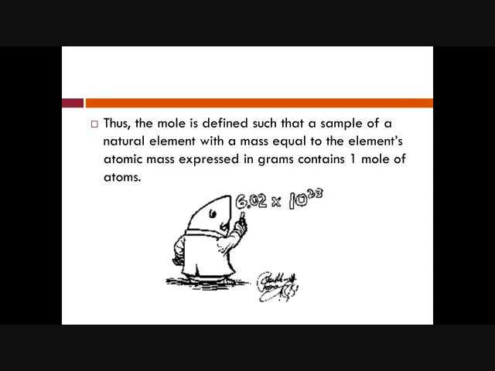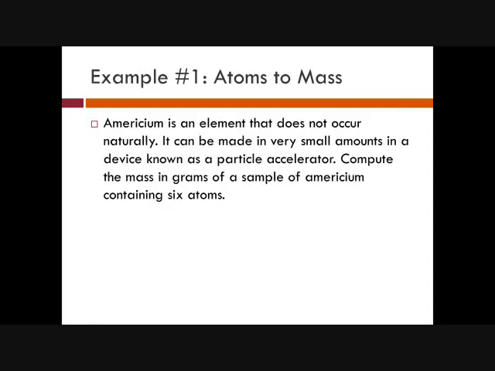Okay. So example 1, let's figure this out without using a mole map, because you're not allowed to use a mole map on the AP exam. Americium is an element that does not occur naturally. It can be made in very small amounts in a device known as a particle accelerator. Compute the mass in grams of a sample containing 6 atoms.